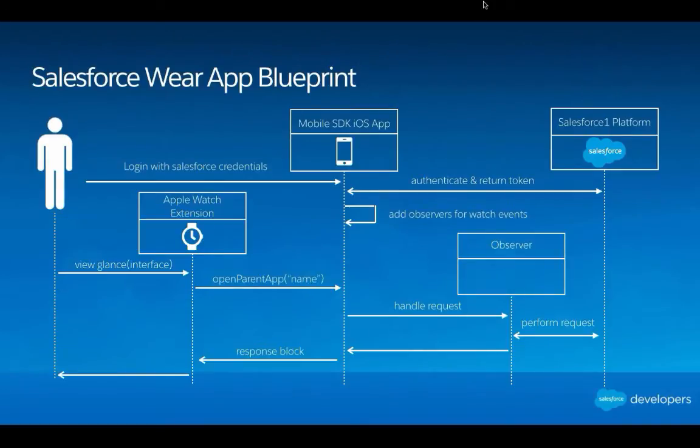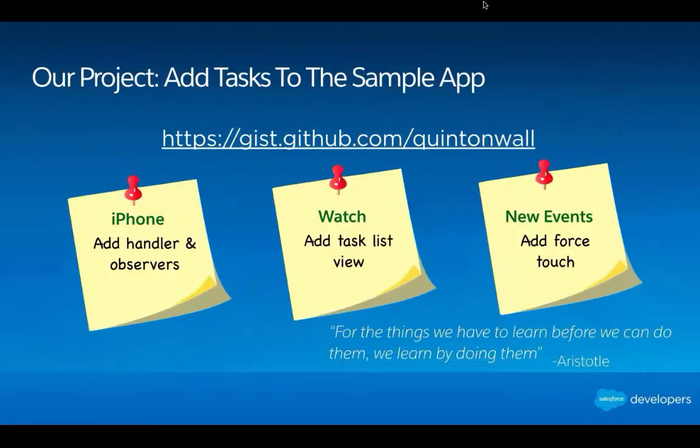So it sounds like a complicated flow, but this blueprint and pattern is pretty consistent. There's a few different ways that you can do things, for instance, sending messages back and forth between the watch and the mobile SDK app running on the phone. We've implemented using observers and callbacks. There's another option that you can choose called app groups. I prefer the callback approach that we have here. It fits well into the mobile SDK delegate model.